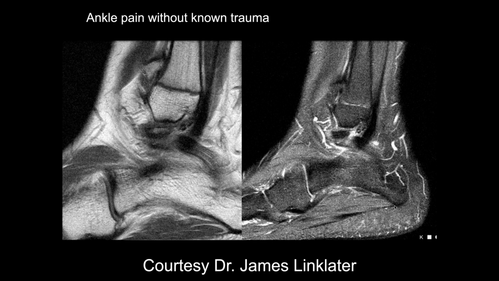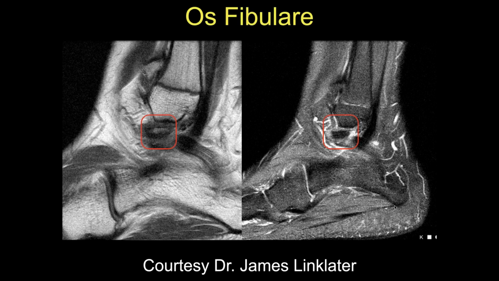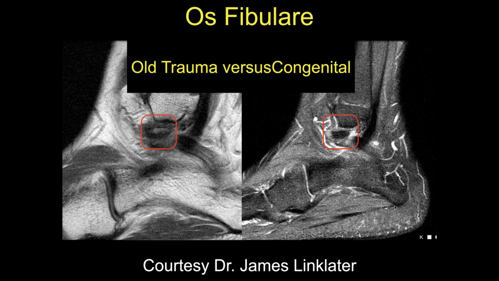Okay. Yeah, it's called an os fibulare, and maybe it's congenital or maybe it's an old injury. I don't think we can tell on these studies. We certainly don't see anything that looks like an acute injury, but an os fibulare has been described in the literature as a congenital lesion.